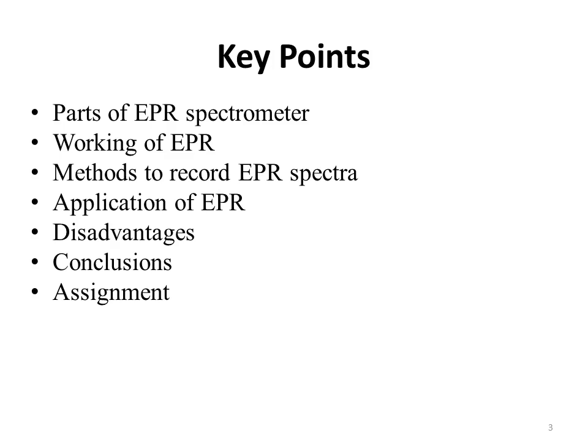The contents of this lecture are to discuss the working of an electron paramagnetic resonance spectrometer. Initially we shall study the various parts of the EPR spectrophotometer, and then we shall see how these parts are connected to each other to perform their work. Further, we shall see various methods to record an EPR spectra, and then we shall see applications of EPR in various fields.